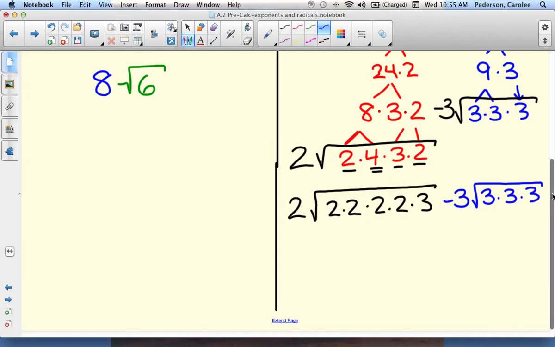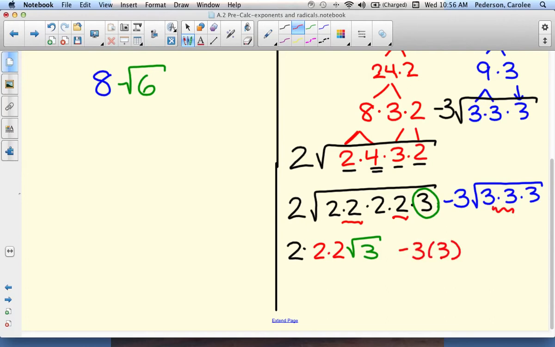Now, anything that is a pair goes out in front. So this is a pair, and this is a pair. So I have a 2 and a 2, along with the 2 out in front. And then what's left underneath is this 3. Now I have a pair over here in the second radical, so that goes out in front. And then what's left is this 3.